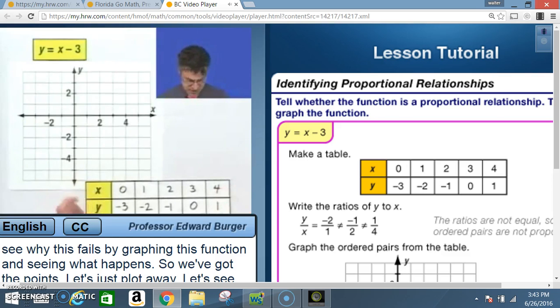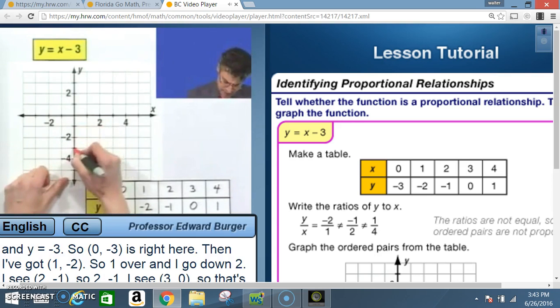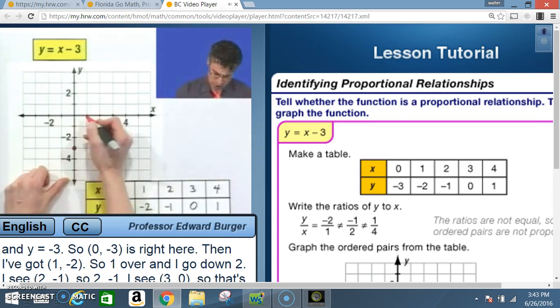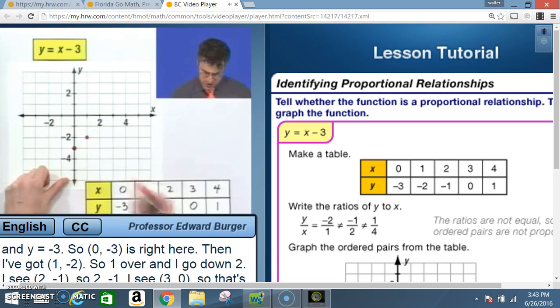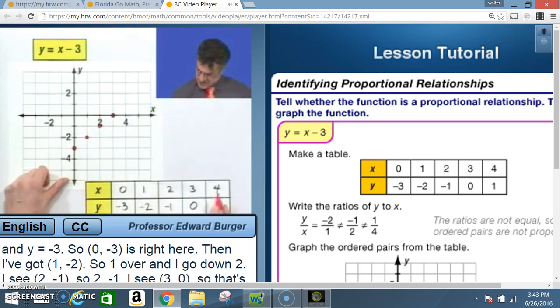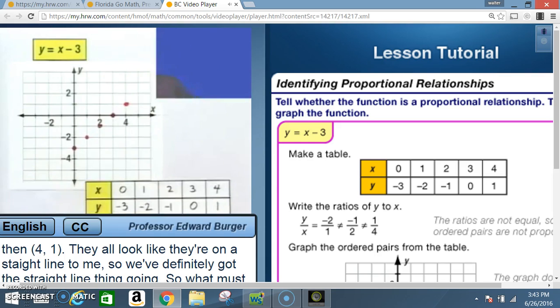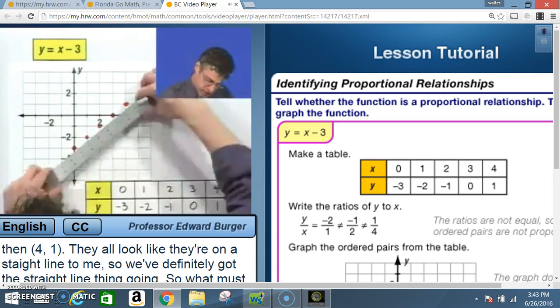So we've got the points. Let's just plot away. We've got x equals 0, y equals negative 3. So 0, negative 3 is right here. Then I've got 1, negative 2. So 1 over, and I go down 2. I see 2, negative 1. I see 3, 0, so that's on the x-axis. And then 4, 1. They all look like they're on a straight line to me, so we definitely got the straight line thing going.